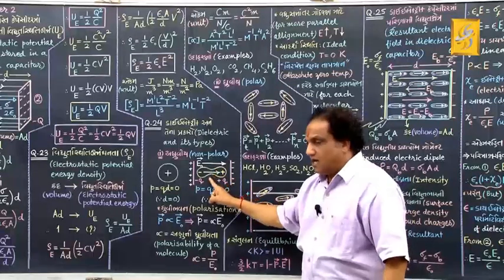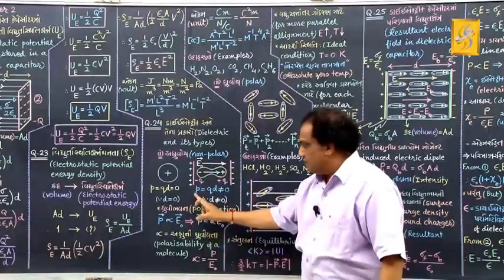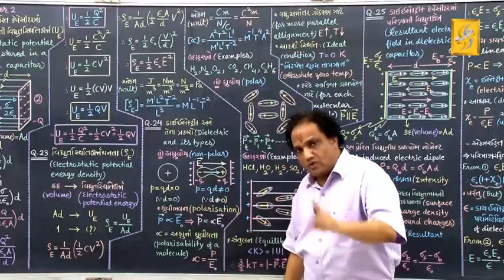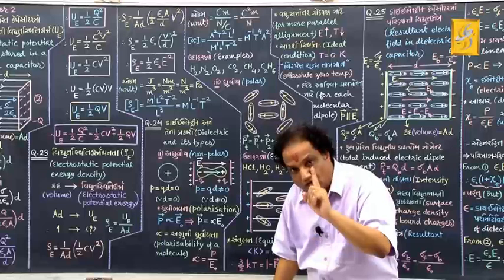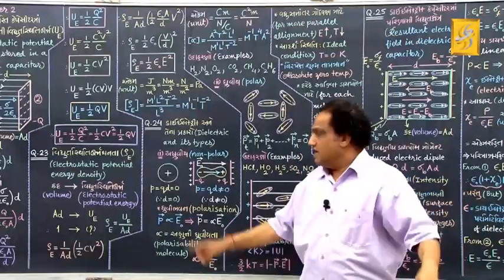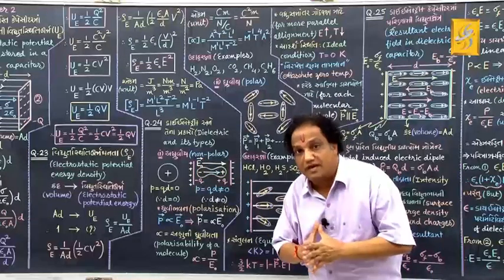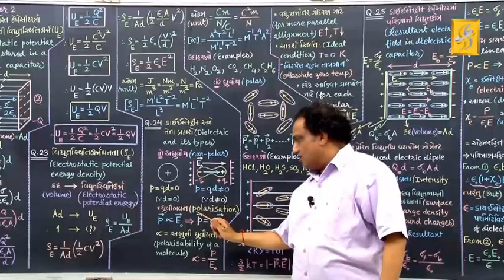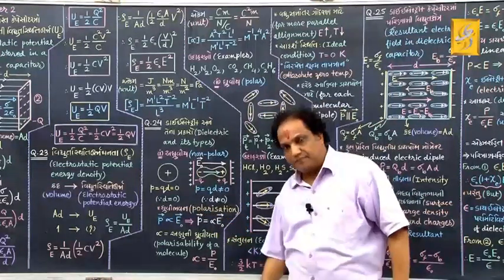What about the induced electric dipole moment of this dipole? It is P equals q into d, which is right now not 0. So remember, every non-polar molecule acquires some induced electric dipole moment in the presence of an applied electric field. Got it? Let us see now what is called polarization.